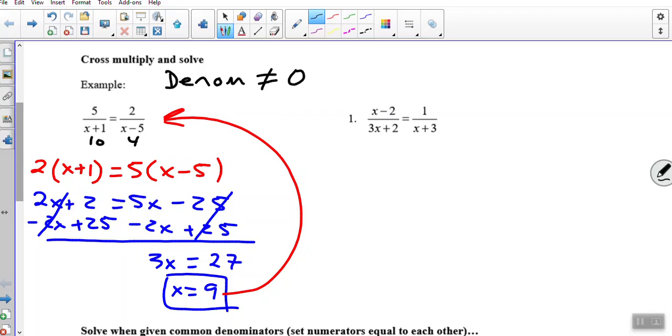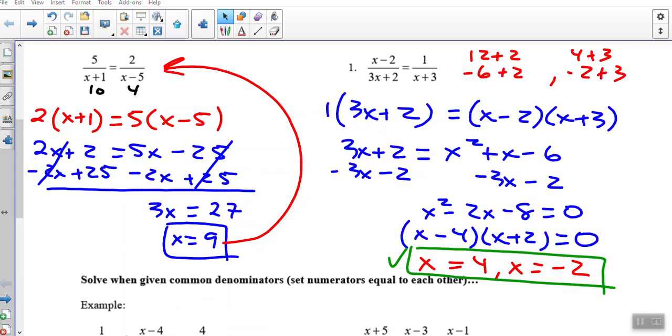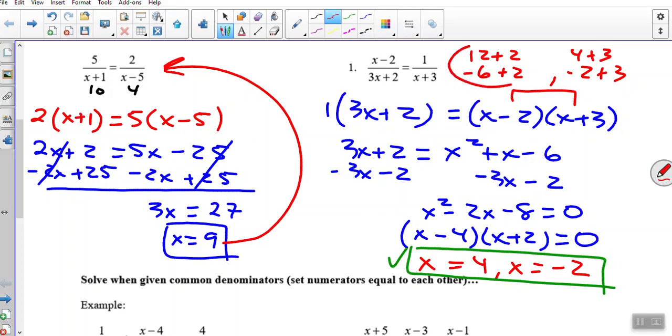Go ahead and try number 1 and check your answers when you come back. Alright, so this one's a little bit trickier. You had to FOIL right here. Make sure you FOIL correctly, obviously. Simplify. You get x equals 4, x equals negative 2. Up here we checked this denominator and we checked this denominator. Those are all good, so both solutions are valid. Okay, good to go. Let's look at the next type.